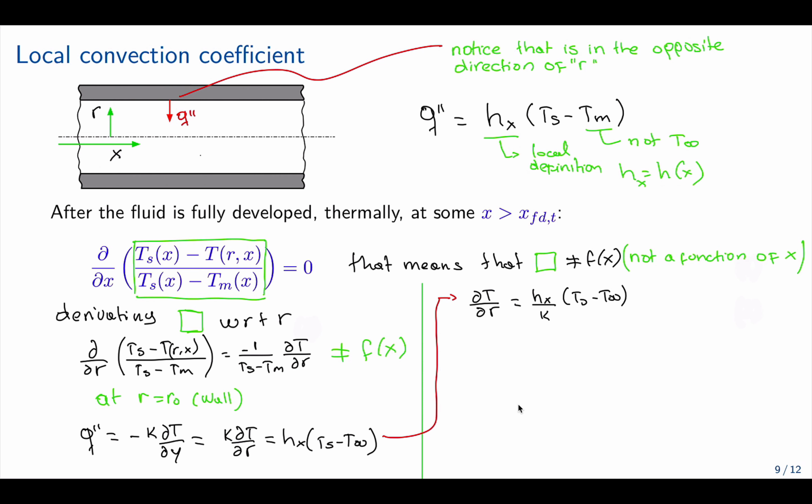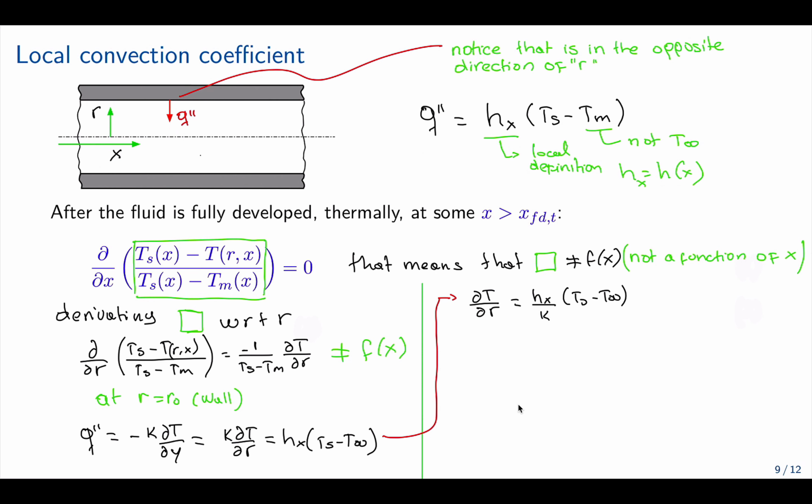The heat transfer flux is defined as h of x, so that's going to be a local coefficient at this x distance, multiplied by Ts minus Tm. For a pipe, we use Tm, which is the mean temperature of the fluid, and not T infinity, which is the free stream temperature for a plate, external flow.